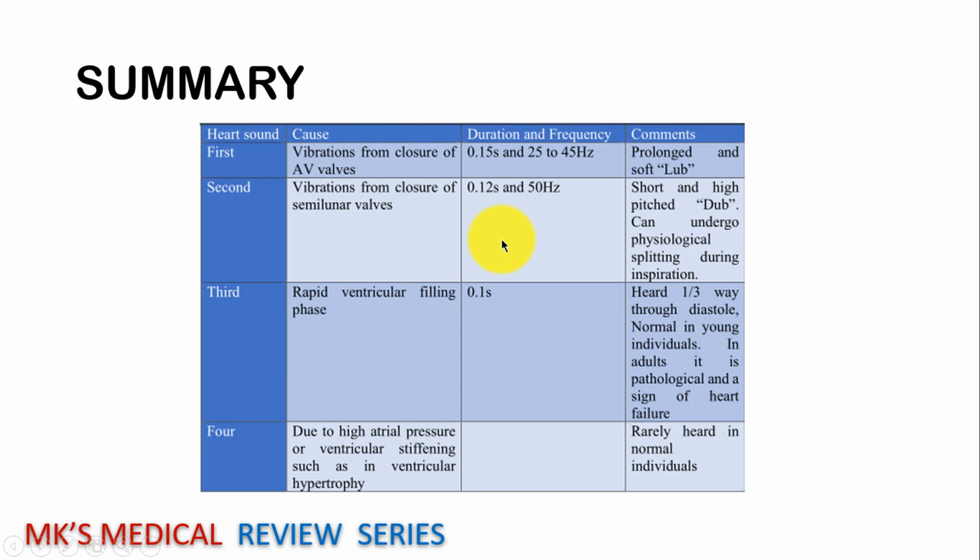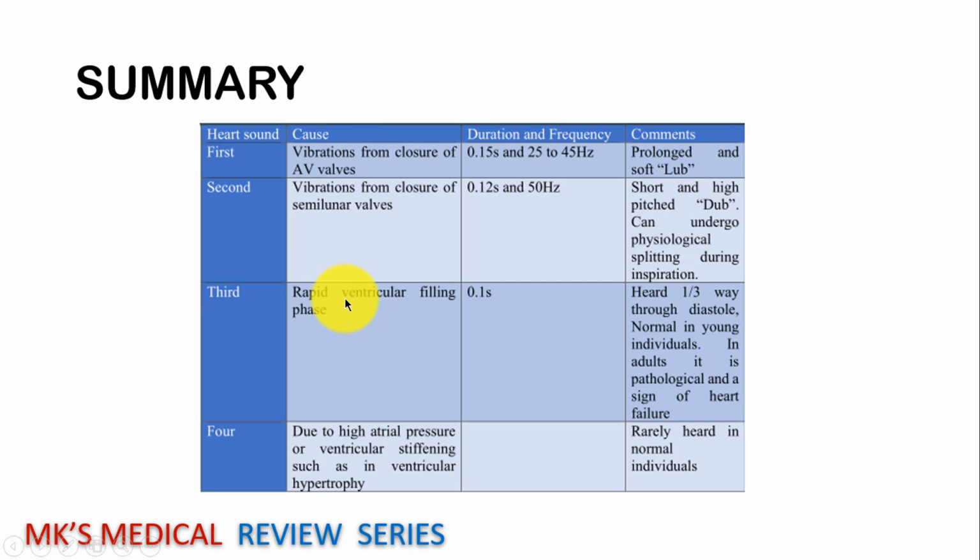Okay, now here's a summary of everything we've talked about up to this point. The first heart sound is due to vibrations from the closure of the atrioventricular valves. It has a duration of 0.15 seconds and a frequency of 25 to 45 hertz, so it's prolonged and a soft lub. The second sound is due to the vibrations from the closure of the semilunar valves, the aortic and the pulmonary valves. It has a duration of 0.12 seconds and a 50 hertz frequency, and it's a short, high-pitched dub, and can undergo physiological splitting during inspiration into two components, an aortic and a pulmonary component.